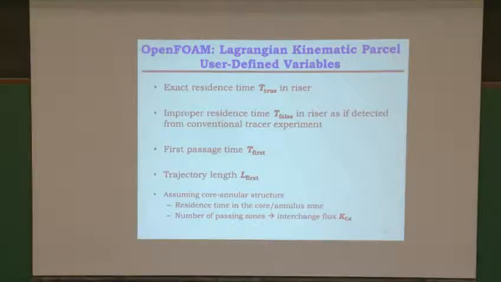And what we're able to do then in OpenFOAM is we basically can track the particles. We can define what is the exact residence time in the riser. We could compute what we call the improper residence time, as detected from a conventional tracer experiment. We could then find the first passage time. We could find the trajectory length, how long it actually traveled. And then if we go with a conventional compartmental model, say a core annular model, we could compute how long that particle spent in the core and the annular region, and the number of passing zones, and from that we could compute the interchange flux of the particle from one zone to the next.